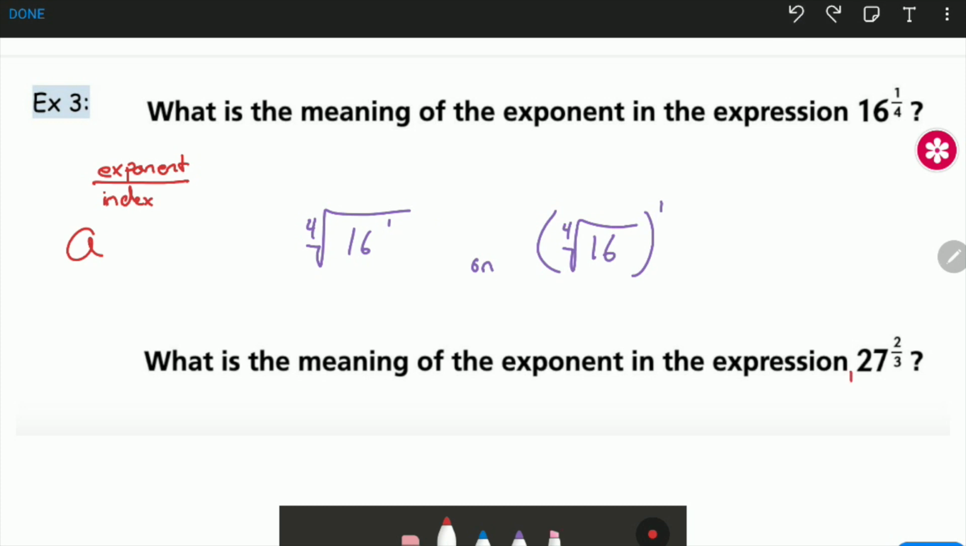The second one here is 27 to the 2/3 power, the top number being the exponent, the bottom number being the index, or the root. So we would have the third root of 27 squared, or we can write it this way, the third root of 27 in parentheses squared. So either way works. Depending on what you're doing with it, one interpretation might be a little bit more useful than the other.